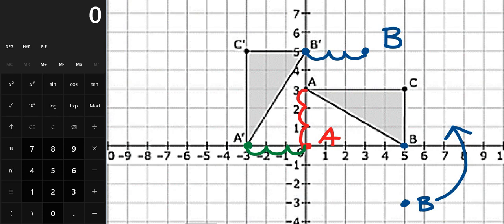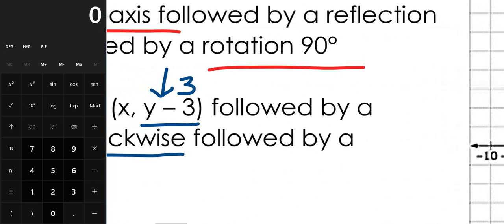If I do that, I end up at B prime, which is where I want to end up. If you try this for C, it should work as well. It should work for all of the points. But if you tried C and it didn't work, then you don't select the choice. But I'm going to tell you that yes, it does work. Make sure you try C for yourself and make sure that you get to where C prime is at (negative 3, 5). So I'm going to go back to my choices.